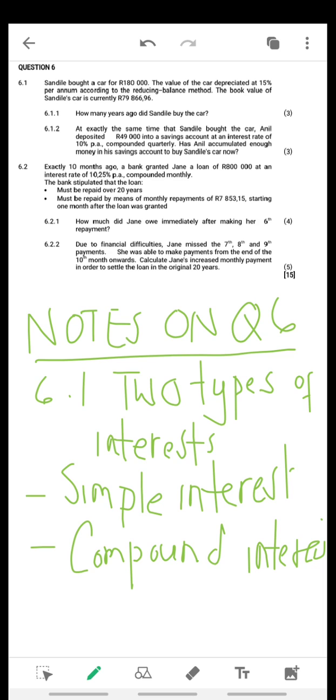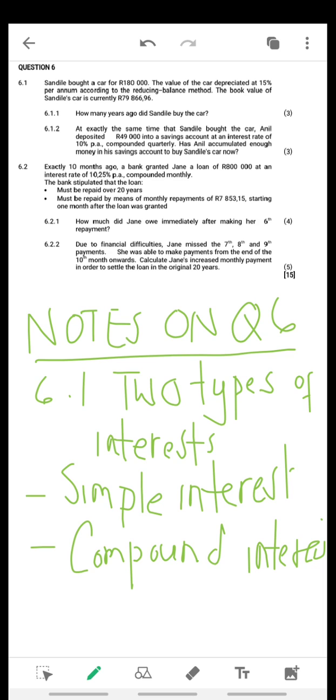Okay. Now we are going to go through some notes before we start with our question 6 and try to understand some of the things before we actually answer the questions, so that by the time we start answering question 6, we have a clear understanding of what we are dealing with. Now, with 6.1, all right, I've read the question.